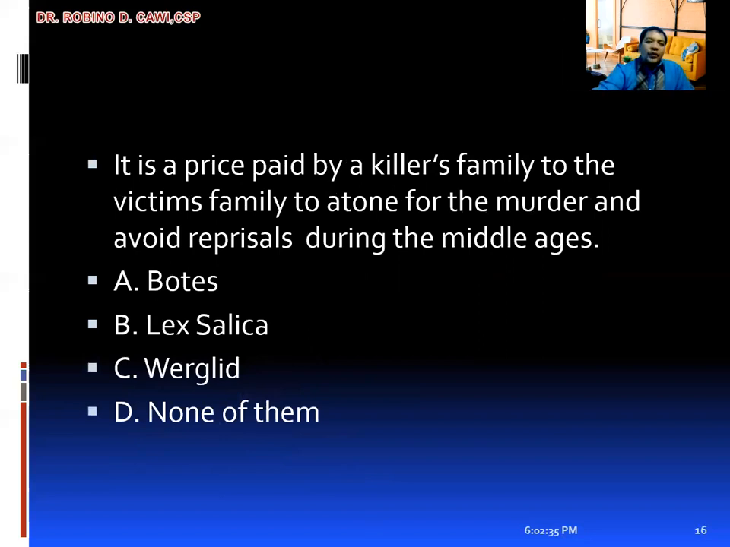What do you call the price paid by a killer's family to the victim's family to atone for the murder and avoid reprisals during the Middle Ages? There are two possible answers here. We have bote and then we have wergild. In some other books, it was wergeld. So bote and wergild.